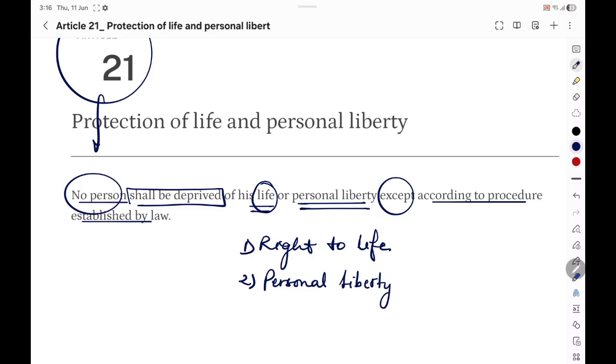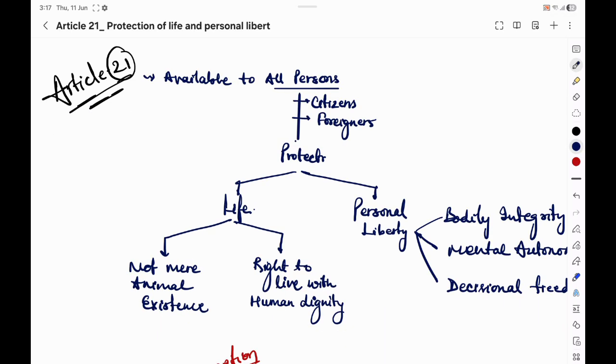But then there is one important phrase, that is except according to the procedure established by the law. Let's see, what does the procedure established by law mean? That there must be a law, and that law prescribes a procedure, and if the procedure prescribed by the law is followed, then the rights given under Article 21, that is right to life and personal liberty, can be taken away.